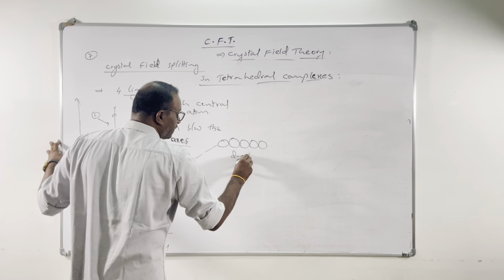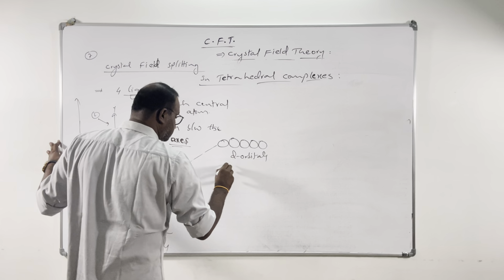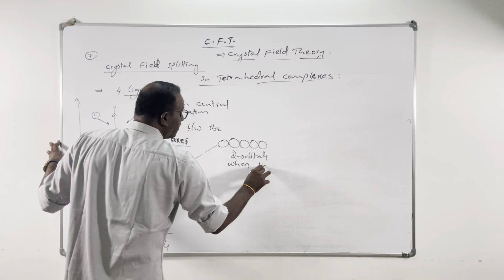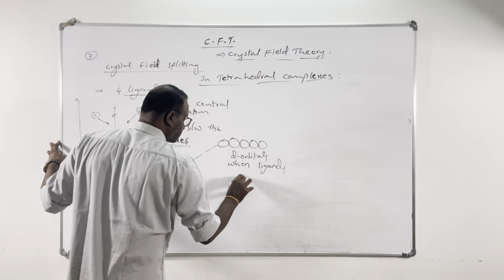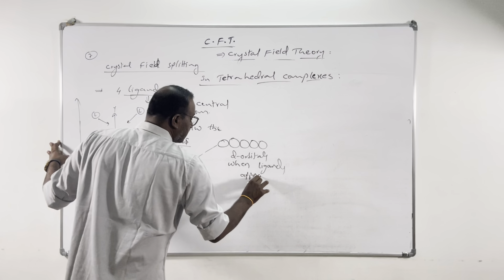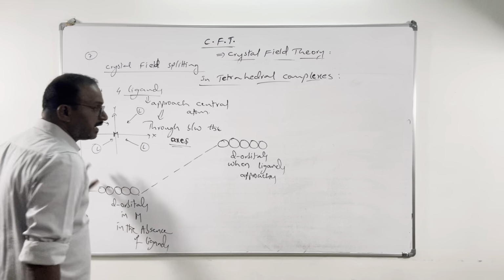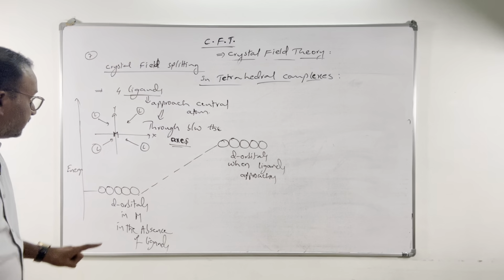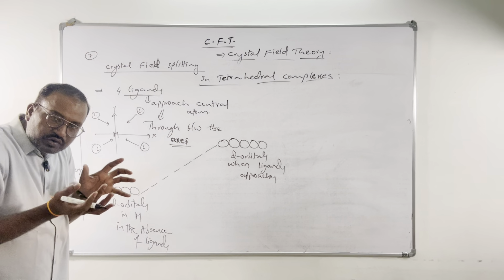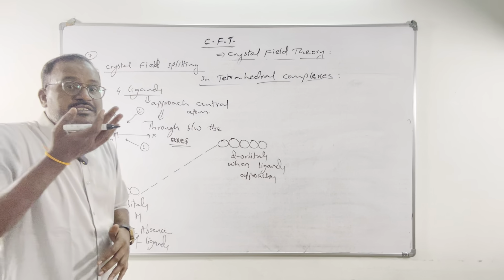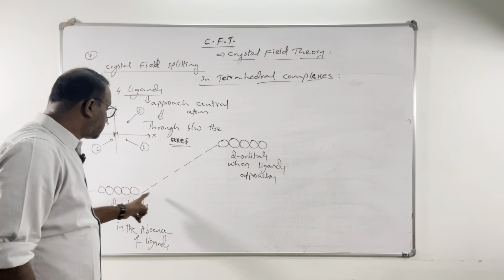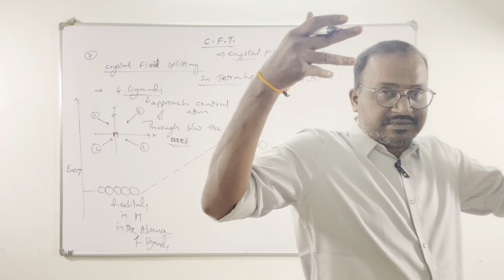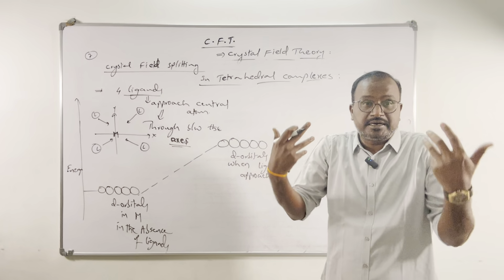So these are the d orbitals' energy when ligands approach. When ligands approach, the energy of the d orbitals will increase. Here, when the ligands come close together, then secondary interaction develops. Due to primary interaction, ligands approach the central atom and the energy of the d orbitals increases. They are getting to an excited state.